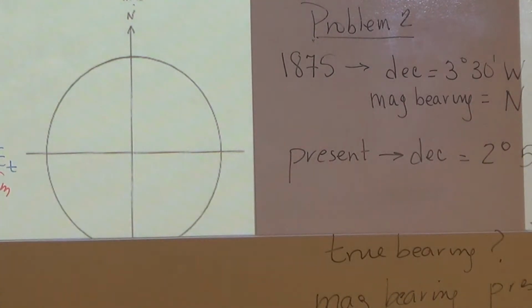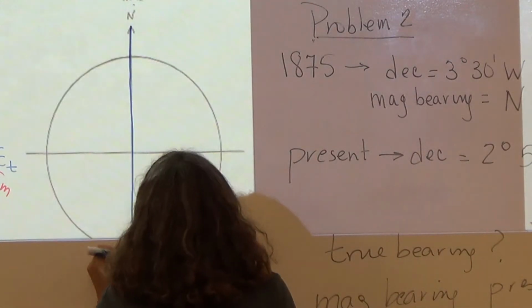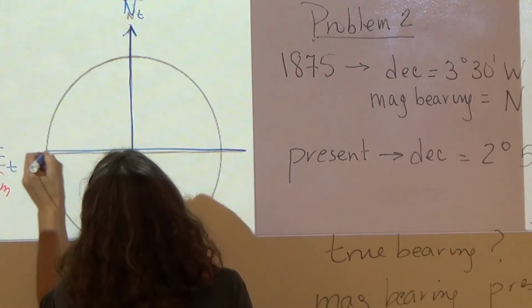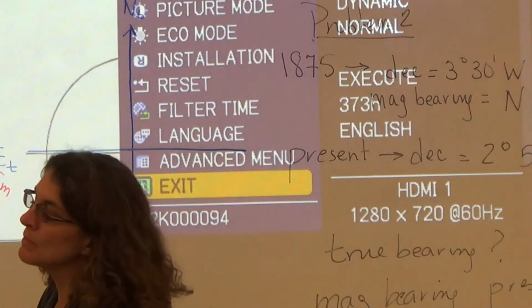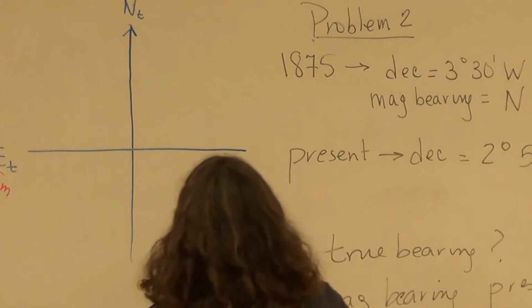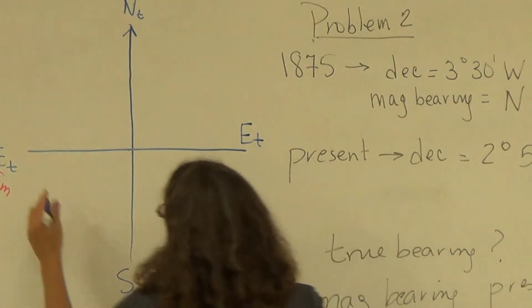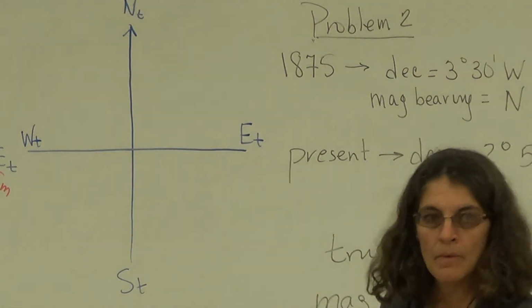Oh yeah, that works. You don't need this. Or you could use Elmo. There you go, now we can see. Okay, so east true, south true, and west true. You can grab some heads.